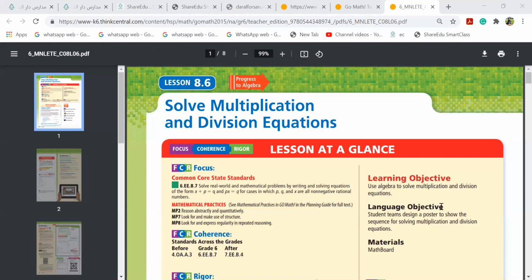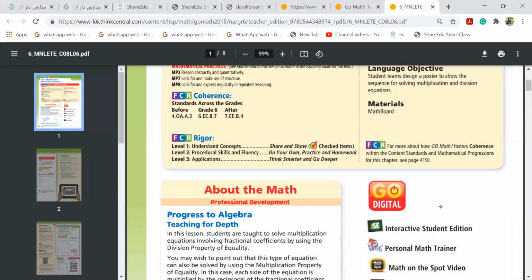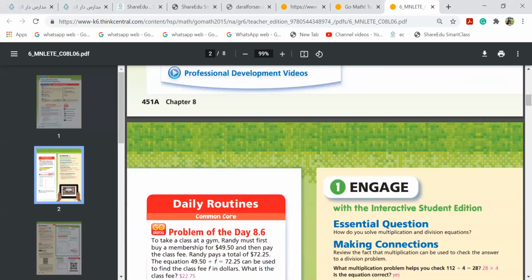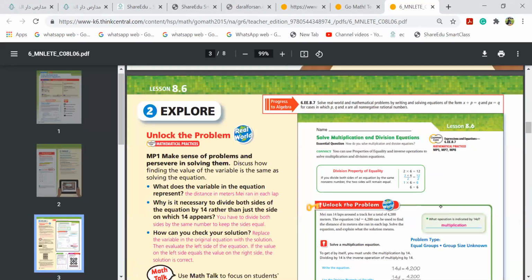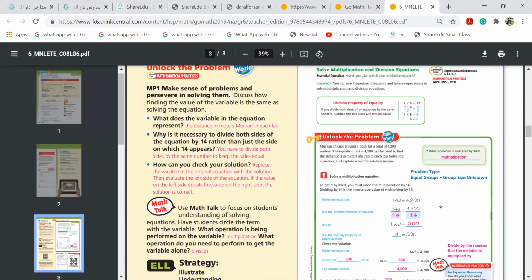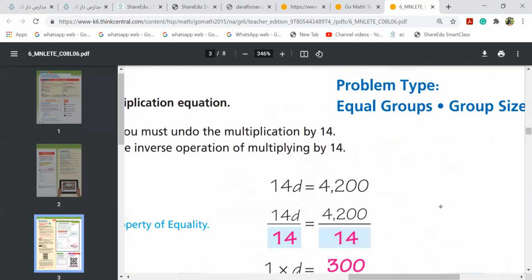Let us start lesson 8.6, solve multiplication and division equations. Please turn to page number 451.